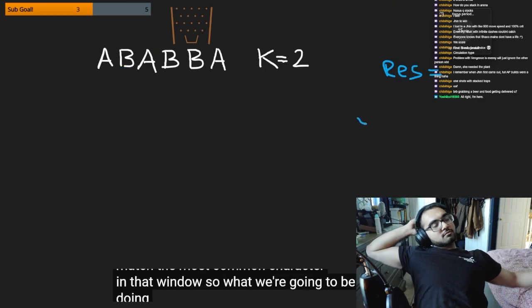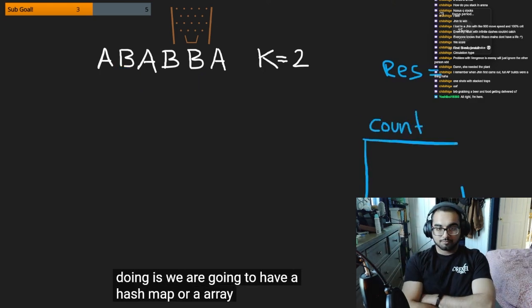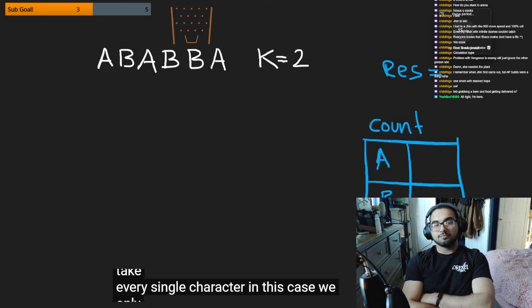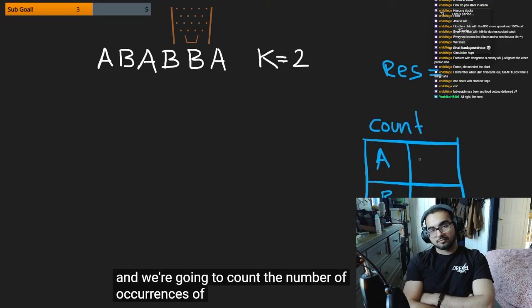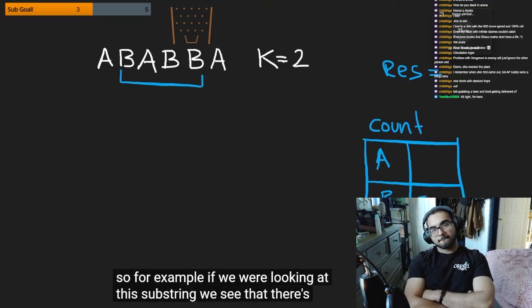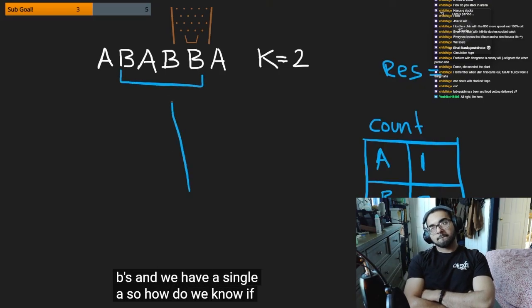So what we're going to be doing is we are going to have a hash map or an array, which is going to take every single character. In this case, we only have characters A and B, and we're going to count the number of occurrences of each character. So for example, if we were looking at this substring, we see that there's 3 B's and a single A. So how do we know if this window is valid?